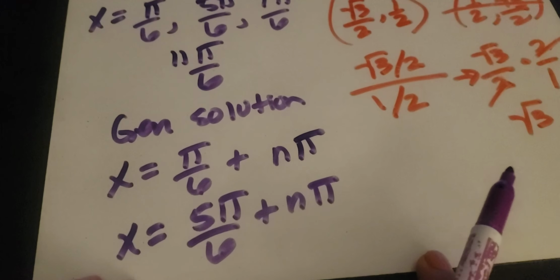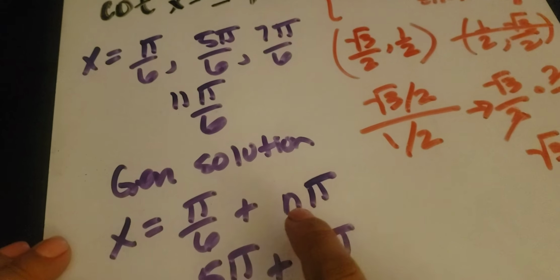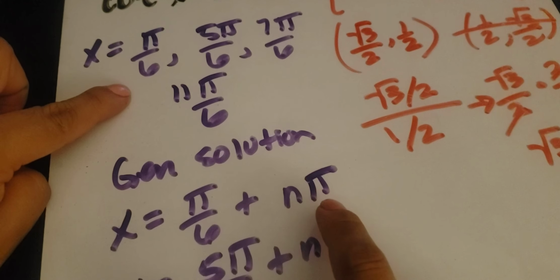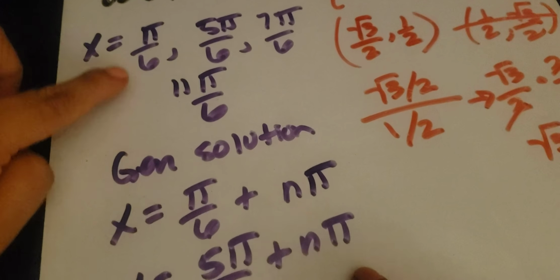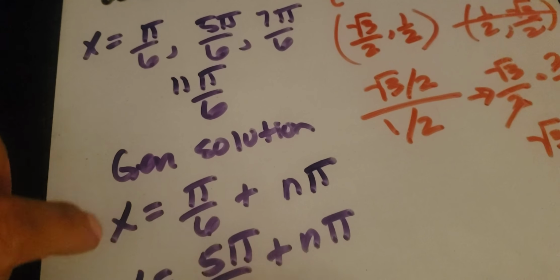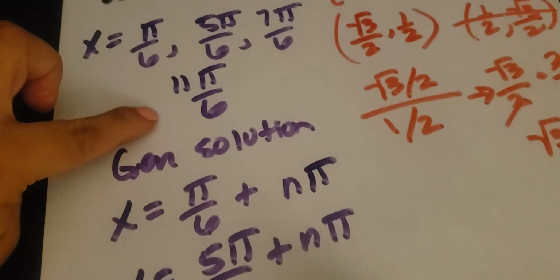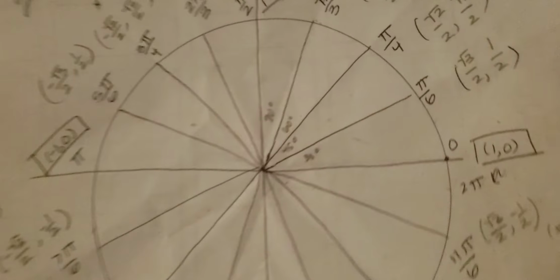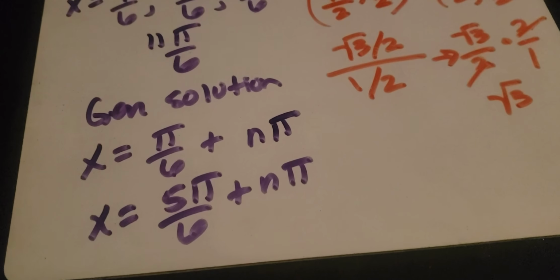This is going to be my general solution, because pi over 6 plus 1 pi will give me this one. Pi over 6 plus 2 pi will give me this one. Then 5 pi over 6 plus 1 pi will give me this one, and 5 pi over 6 plus 2 pi will give me this one. We're just going to keep going in cycles. If I work with both of them, it gives me every multiple. So these are our 2 solutions.